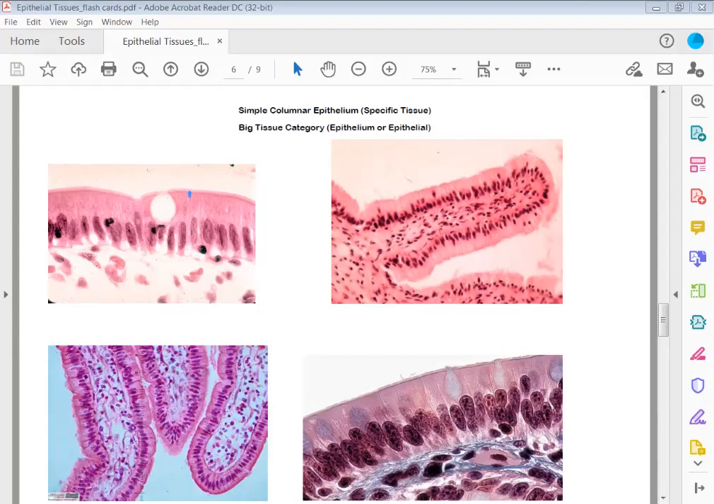Okay, so you can see these are tall column-shaped cells or tall rectangles. So because they're rectangular, their middle name is columnar. So again, your specific tissue here would be simple columnar epithelium, and your big tissue category would be epithelium or epithelial.